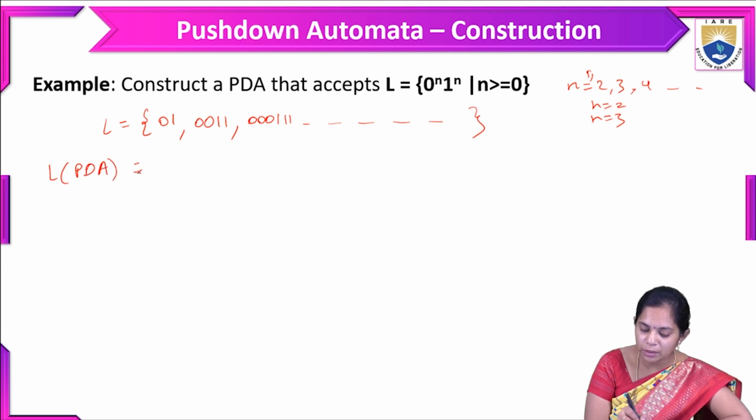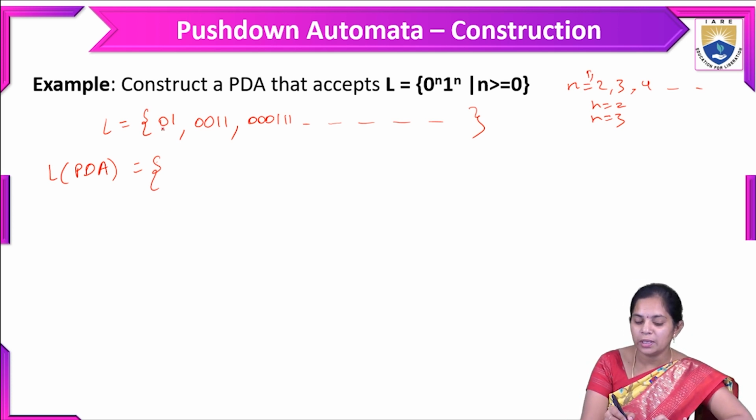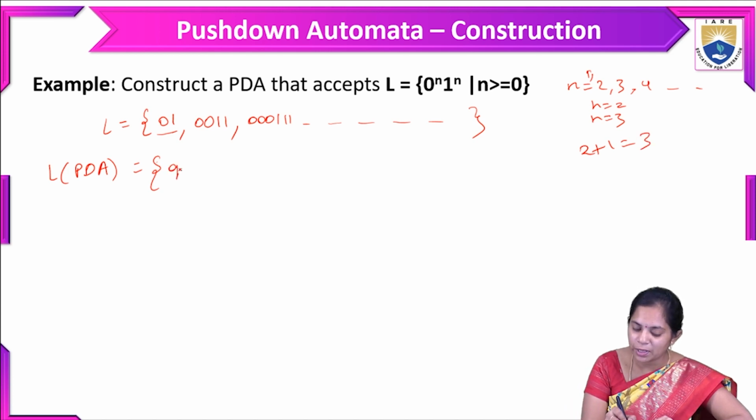First one is Q. Q is the set of states: how many states are required. Here the minimum string length is 2, that is 0 1. How many states do we require? Minimum length plus 1 is equal to 3. So 3 states are required. Let me write Q0, Q1 and Q2. These are the Q.